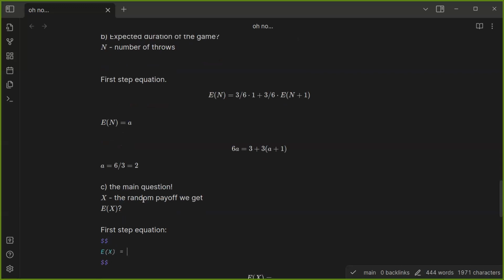Expected value of x. Can I ask you a question about B? Yes. So we have the expectation of n equal to 3/6 times 1 plus 3/6 times the expectation of n plus 1. But shouldn't it be n minus 1? I mean, we are just writing that the expectation of ending the game in 5 throws equals ending in 1 throw plus ending the game in 6 throws. It seems a little illogical, or maybe I just haven't understood the logic yet.